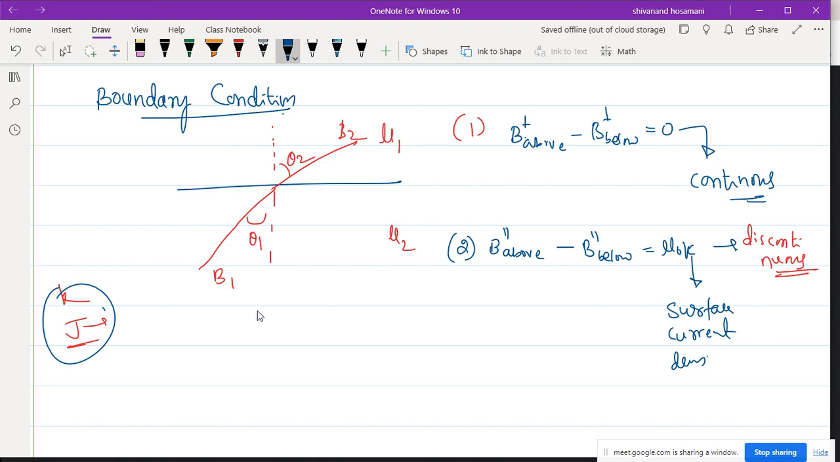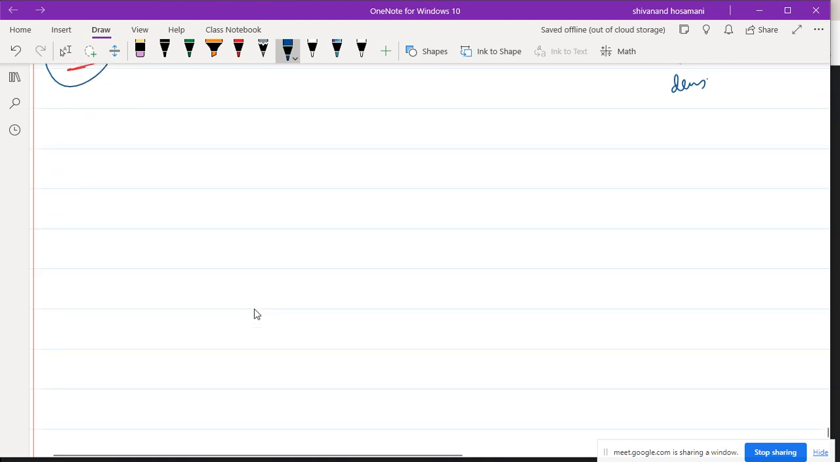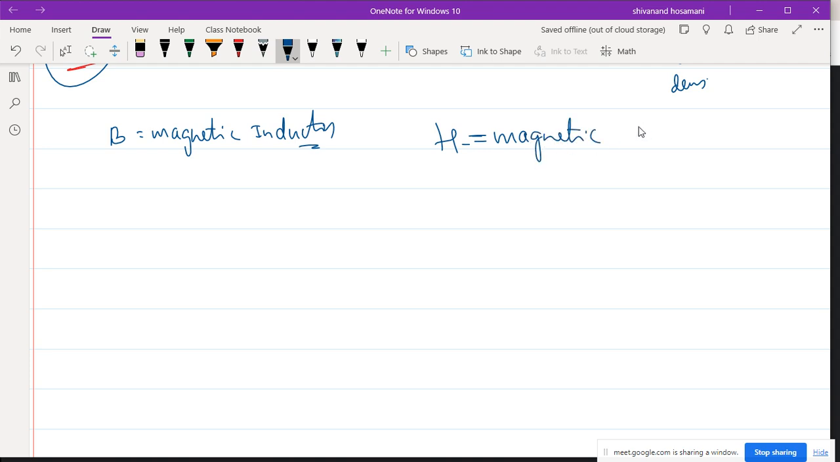Then, do you know the relation between magnetic field and magnetic intensity, or magnetic field strength and magnetic induction? Here B is defined as magnetic induction, right? Generally we call it magnetic field. But H is defined as magnetic field strength or magnetic intensity. So what is the relation between B and H generally? B and H are different. B is equal to mu into H.